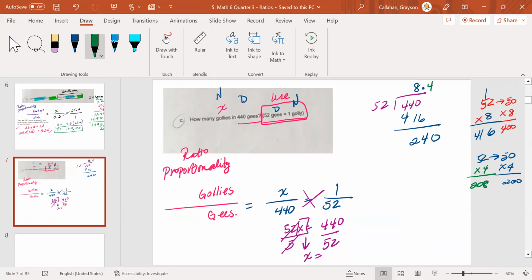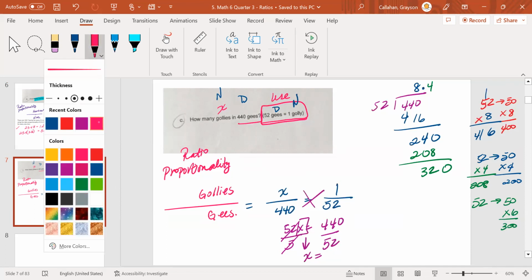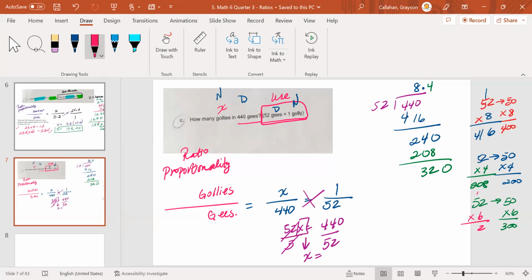I just want to check my work, make sure I didn't make a mistake, because it's very possible I did. Hold on a second. Oh, I did fine. Okay, so then I'm going to put 4, which is 208. 32, put down a 0. 52. Now, 50 times 6 is 300. So we're going to do 52 times 6 is 312. You get a remainder of 8.